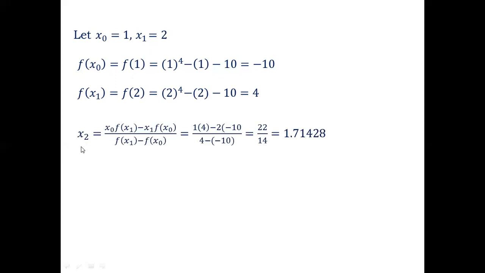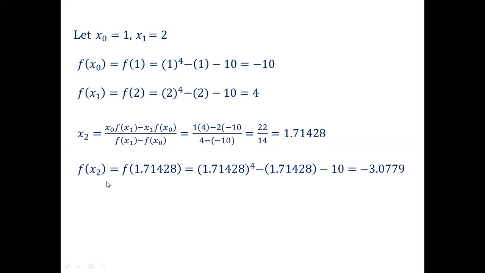The formula for x2 is equal to x0 into f of x1 minus x1 into f of x0 divided by f of x1 minus f of x0. So x0 is 1 into f of x1 which is 4, minus x1 which is 2 into f of x0 which is minus 10, divided by f of x1 which is 4 minus f of x0 which is minus 10, which is equal to 22 by 14. That gives 1.71428. Then find f of x2.